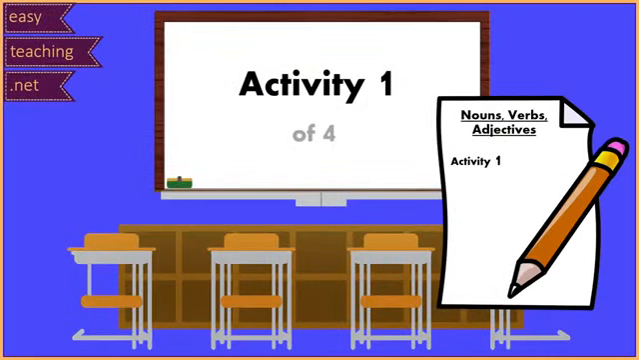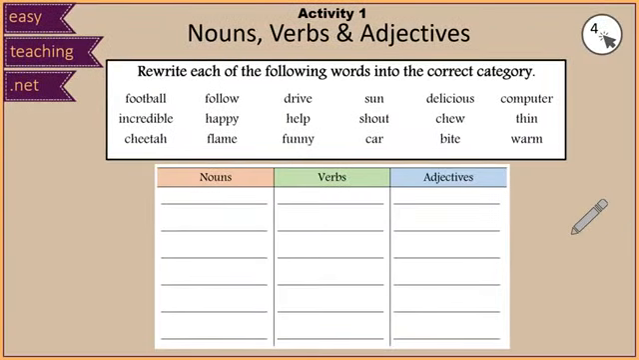Activity 1. Rule your page into 3 and write the headings Nouns, Verbs, and Adjectives. Then sort each of these words into its correct category. Or if you'd like, download and type straight into the lesson worksheet by clicking on link 4. Pause the video here until you've finished.